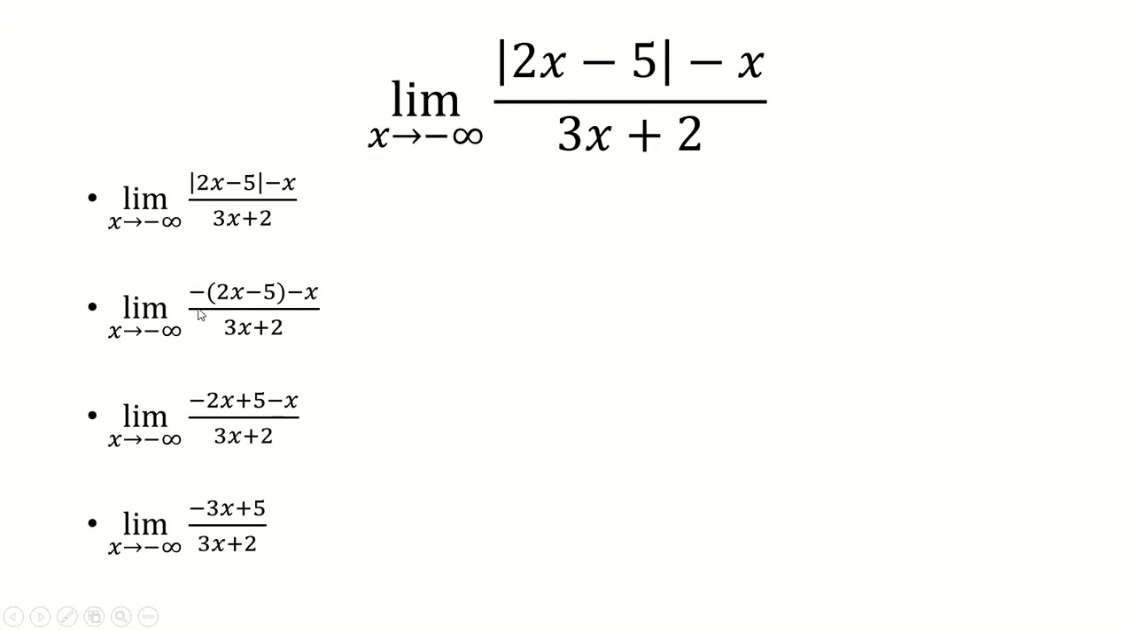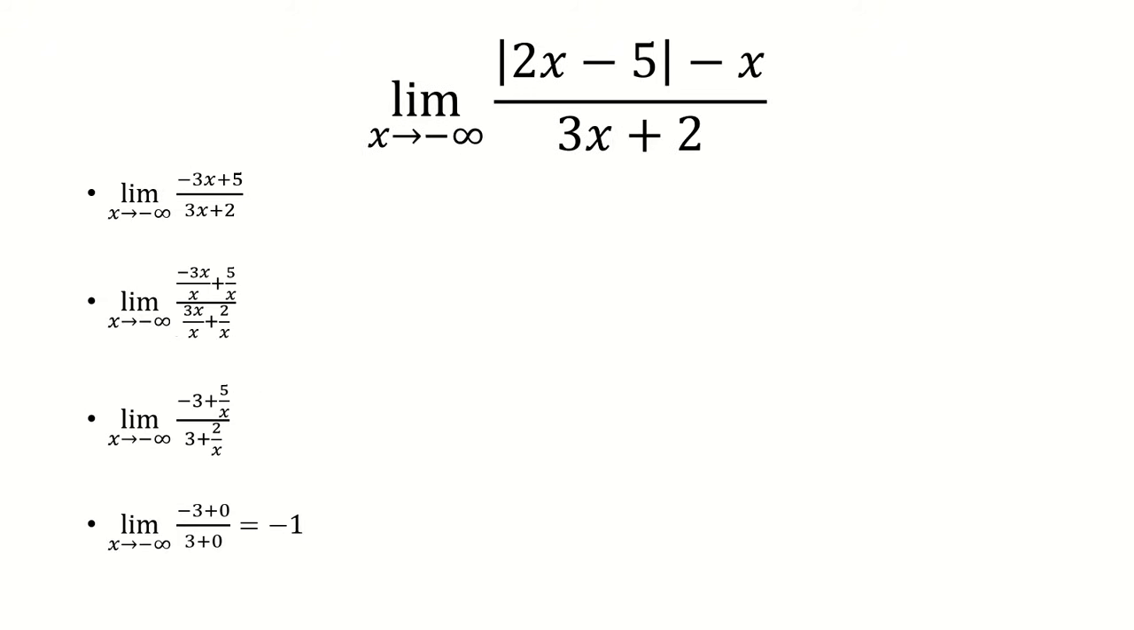So the next step here will be to distribute the negative. We have negative 2x plus 5 minus x, all over 3x plus 2. Let's clean up the numerator by combining the like terms. Negative 2x and negative x gives us negative 3x, and we keep the plus 5. Now we have simplified the scary looking problem into a standard rational function limit at infinity.